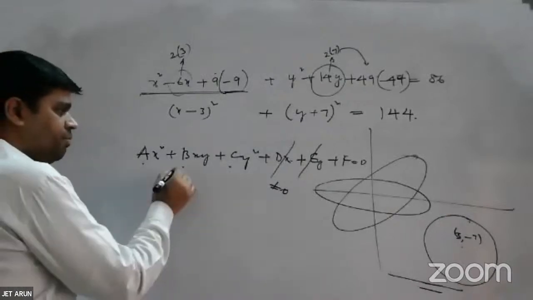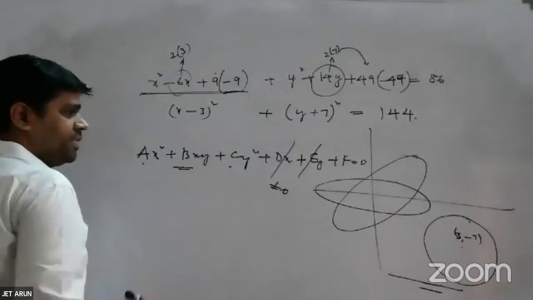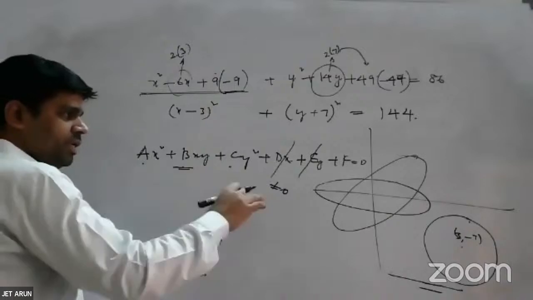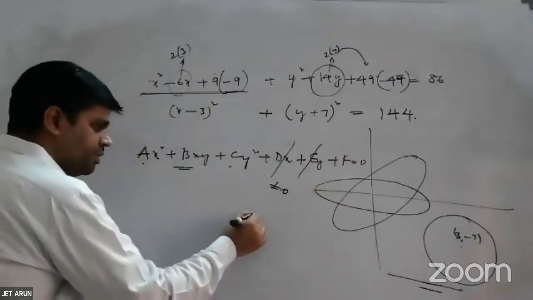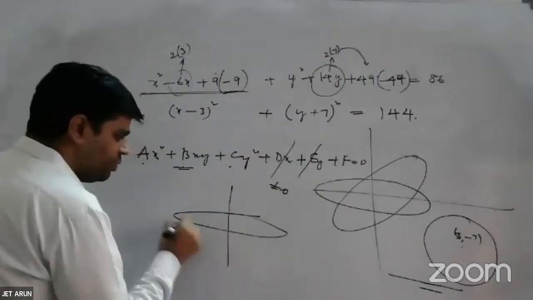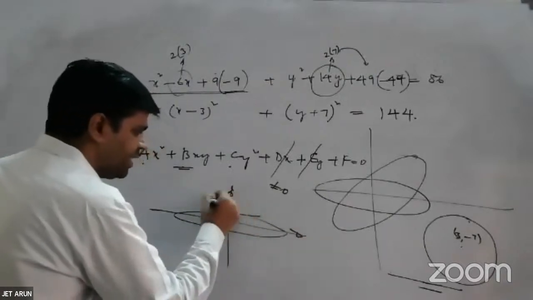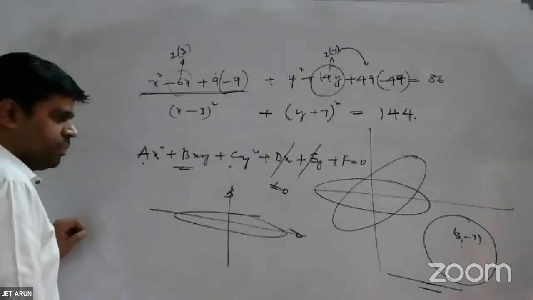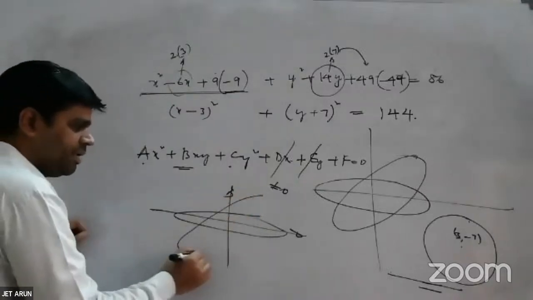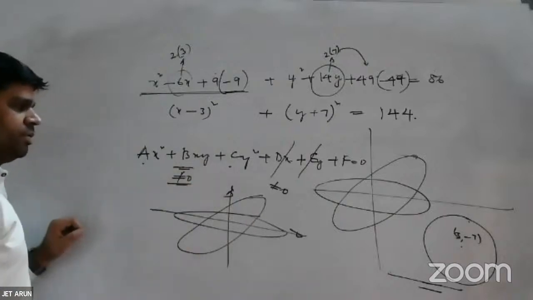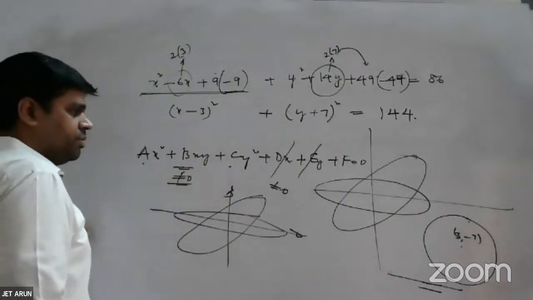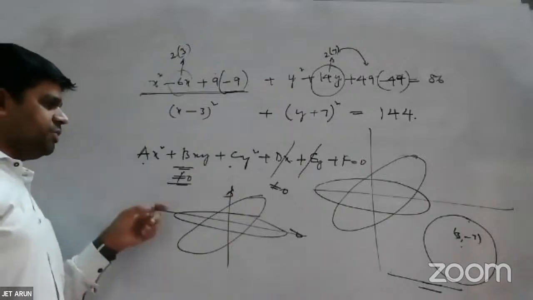And now the B term tells me whether my conic is horizontal or tilted. The axis of the conic, say I've got an ellipse like this, so the axes are like this, major axis, minor axis. If this axis is tilted, then I have a B term, a B non-zero term. B non-zero term means we have a tilt.